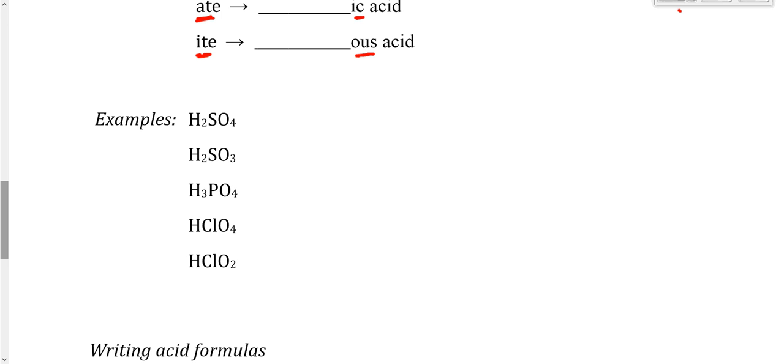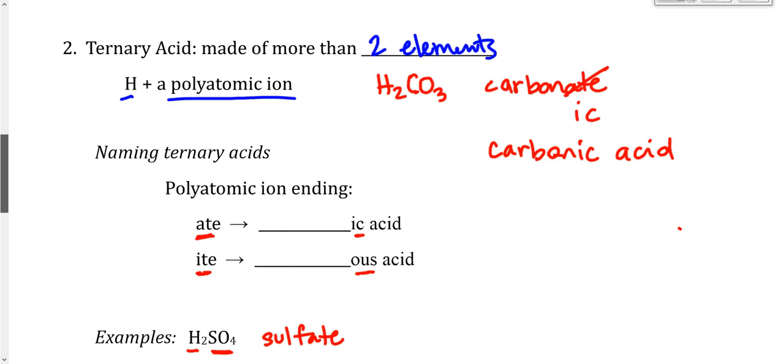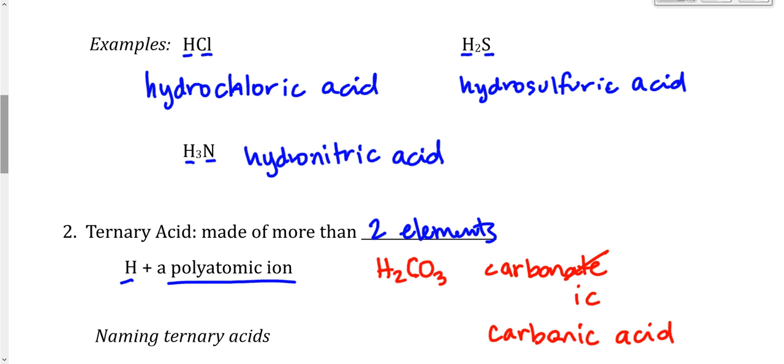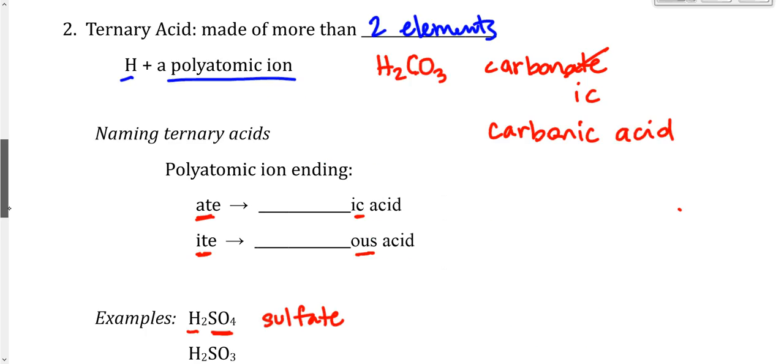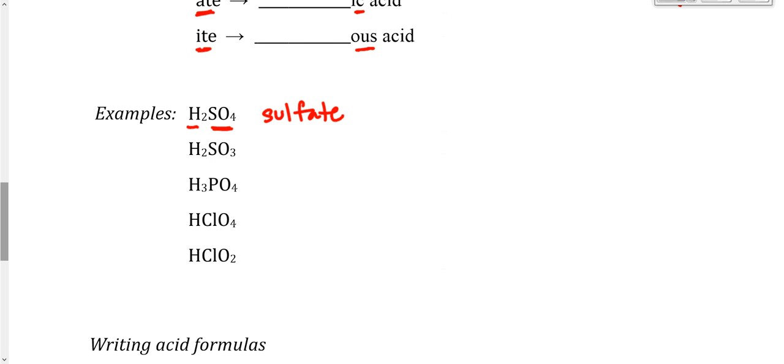First, let's name our polyatomic ion. Here I have hydrogen and SO4, so this makes it ternary. SO4 is sulfate, so the ate changes to ic. And sulfur, just like above when we did hydrosulfuric acid, the stem is sulfur. We don't shorten it, but I do need to change ate to ic. So this is going to be sulfuric acid. And notice I didn't put hydro in front. Hydro means it is binary.